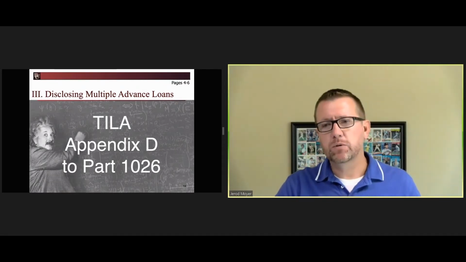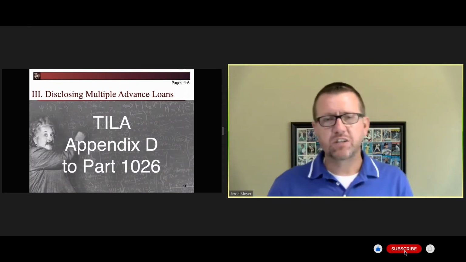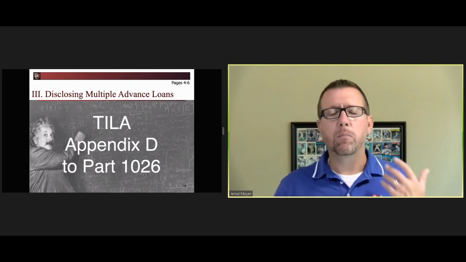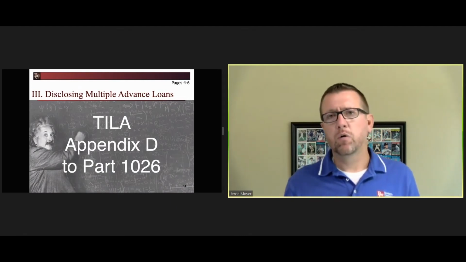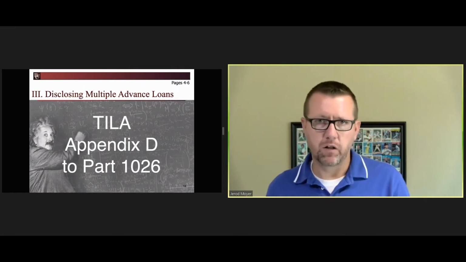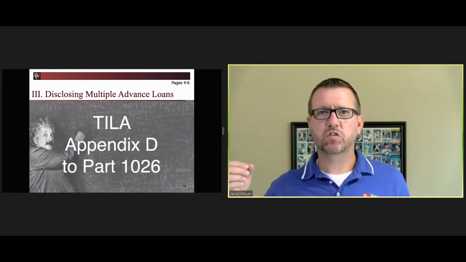One of the things that they do is they set up a section in Regulation Z, the Truth in Lending Act, specific to construction loans and other types of what we'll call multiple advance closed-end loans. So many in the industry, when they provide construction financing, do so with a product that is structured as a multiple advance closed-end loan. That's what Regulation Z Appendix D speaks to.